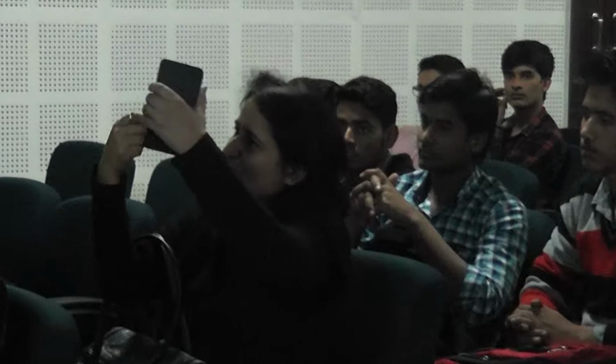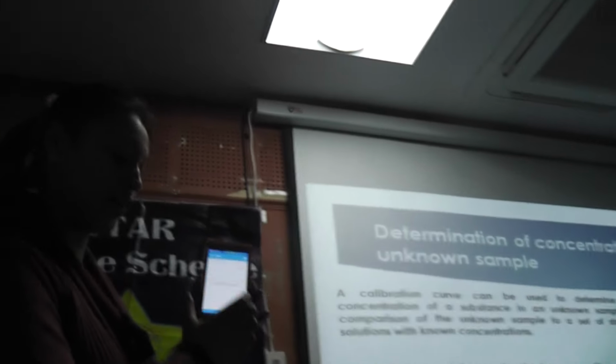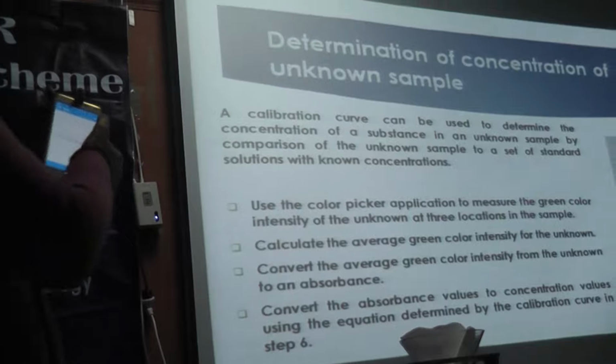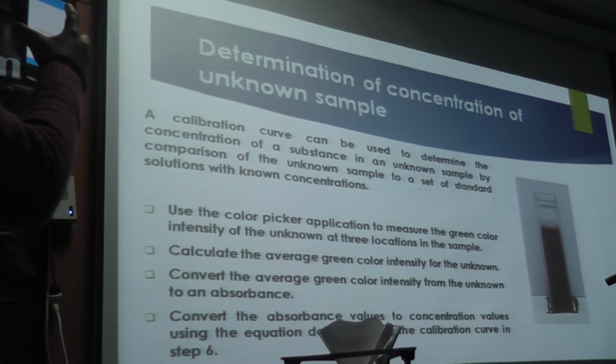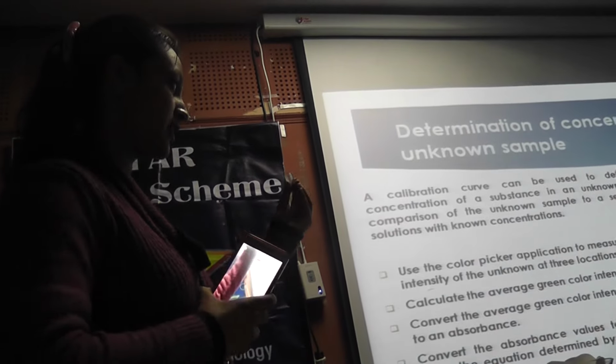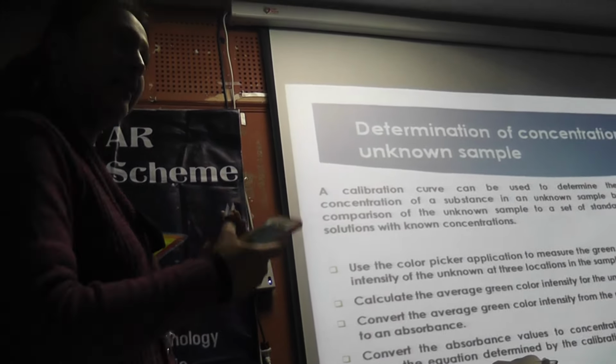Okay, she'll show you. This is the color picker app. We'll have the sample in our cuvette, and then we place it in front of the camera. We require a white background for it. So we'll place it against a white background and we'll just click a photograph of it. And then we'll pick up the color.